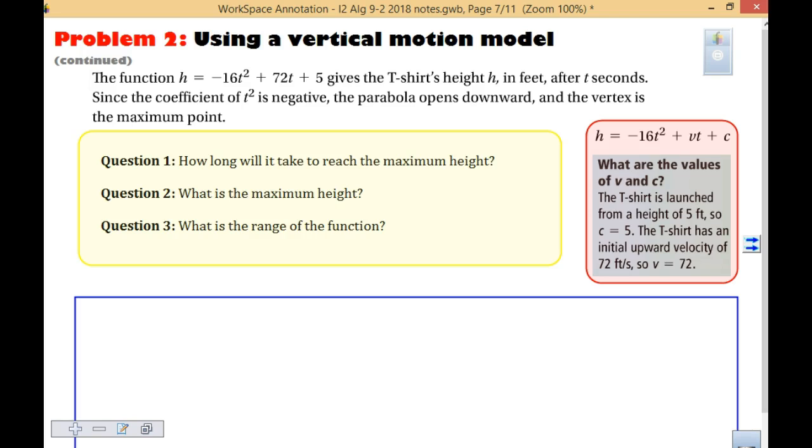So here is our equation. The function is -16t squared plus 72t plus 5. So 72, from that last problem, when they told us in the problem, that was our velocity, 72 feet per second, right? So that one times the t. This is how high they were shooting it. So the first question, how long will it take to reach its maximum height? How long is time?